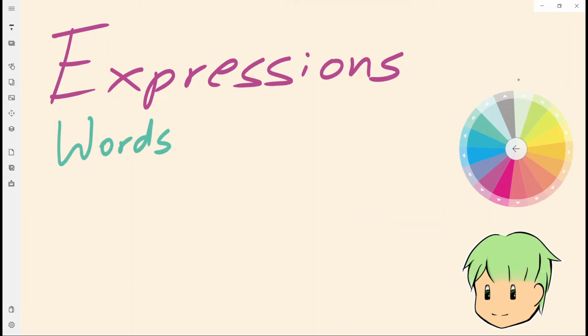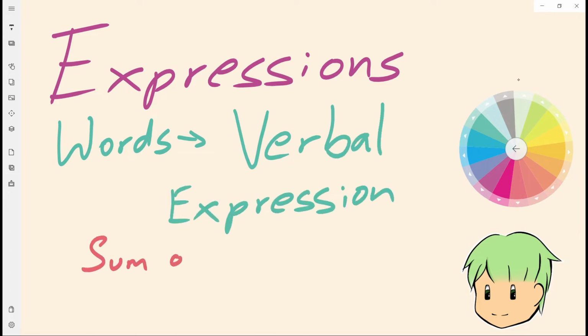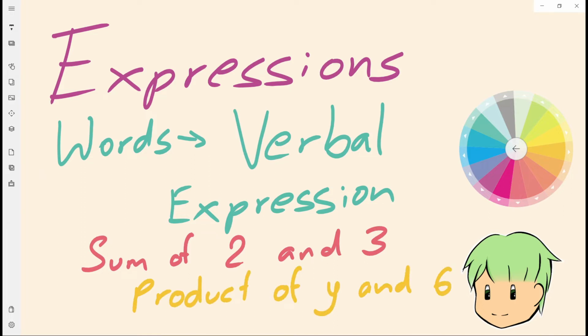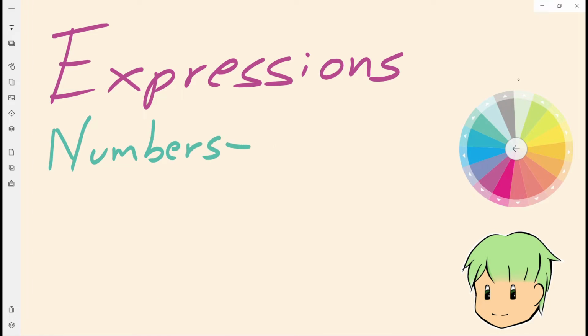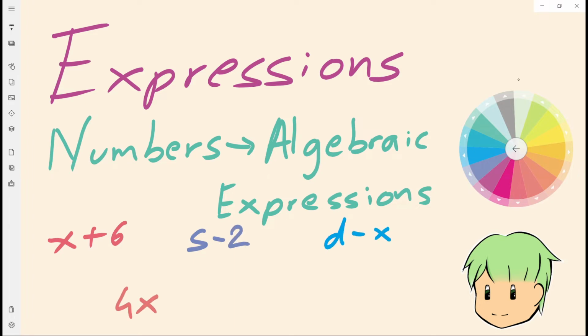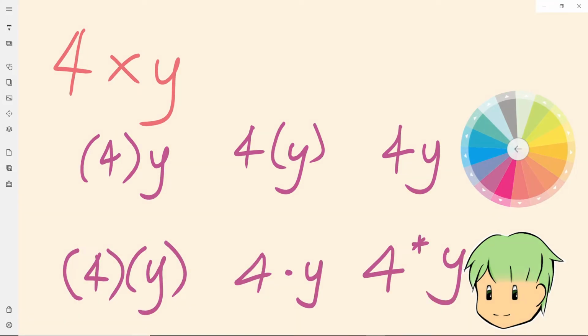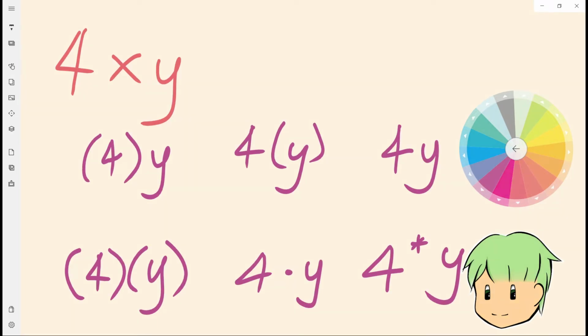When you say an expression in words, it's called a verbal expression, like sum of 2 and 3, or product of y and 6. And then those written in numbers are known as algebraic expressions. Here are some algebraic expressions. X plus 6, S minus 2, D minus X, 4 times Y. Now 4 times Y can be written in many ways as shown. And a number and a variable with nothing between them are multiplied.